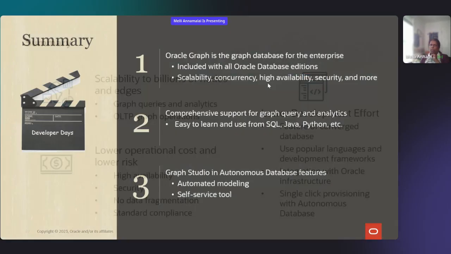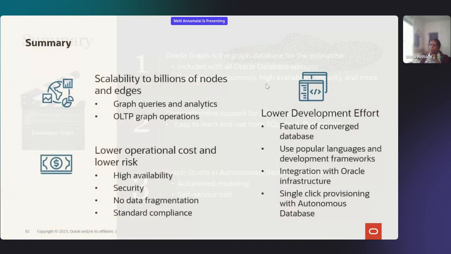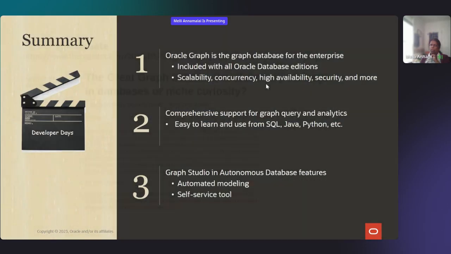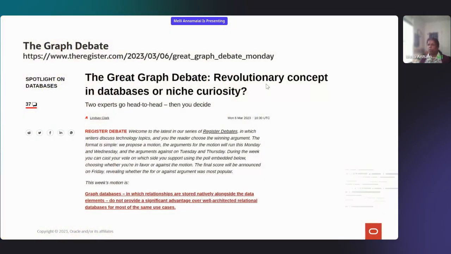So in that context, I think I had one more slide. Do I have that slide here, or did I? Okay, I just want to talk about this.